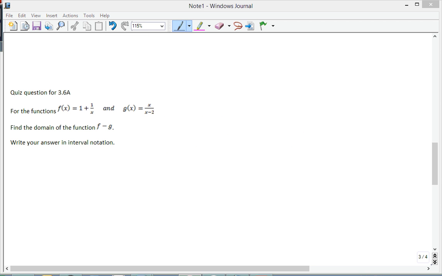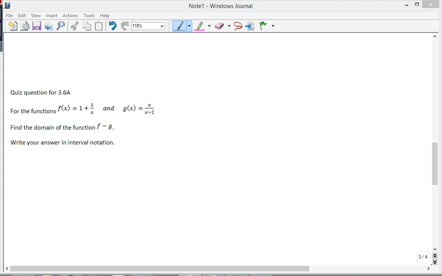Okay, here's your quiz question. For the functions f of x equals 1 plus 1 over x and g of x equals x over x minus 2, I want you to find the domain of f minus g. So you should write down the function and then find the domain. But in your answer, just write the domain in interval notation. Don't try to write the function.